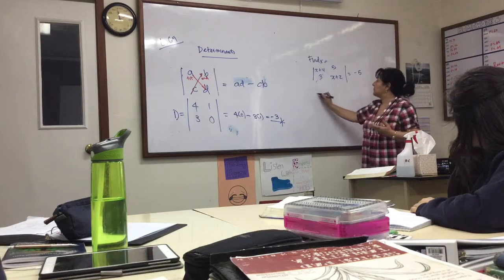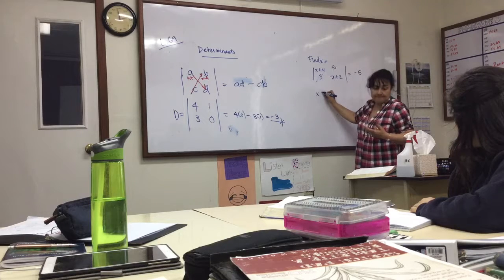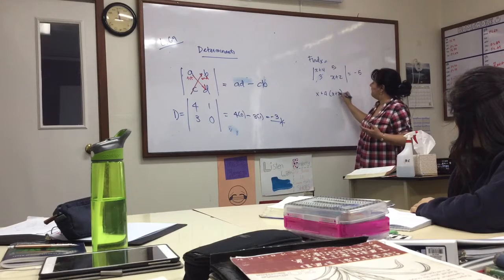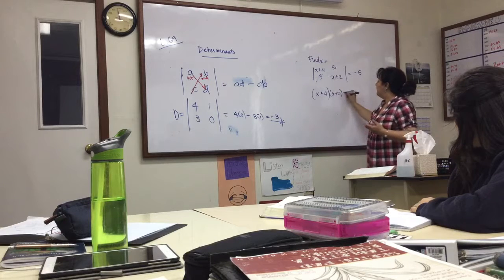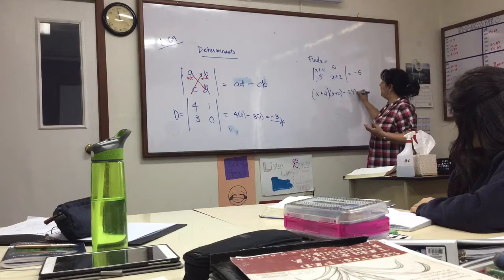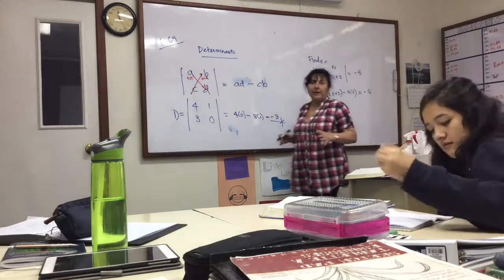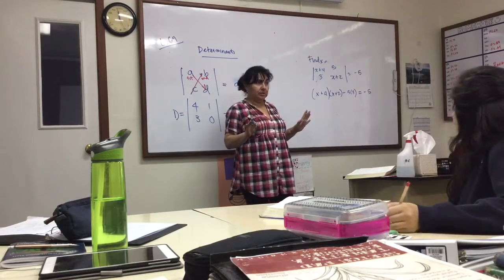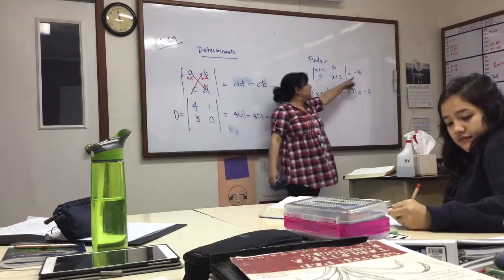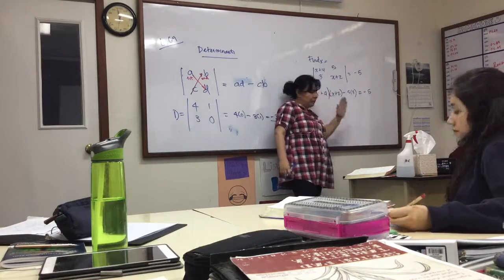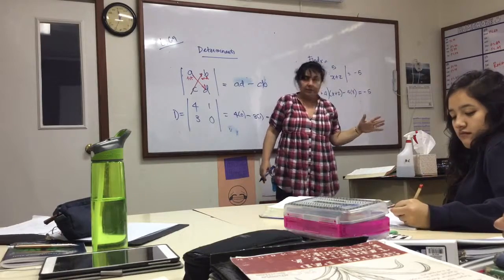X minus 4 times x plus 2 minus 3 times 5, equals minus 5. And you find x. Everybody understand why it equals minus 5? Because that's the determinant. So we use it this way. Questions? No?